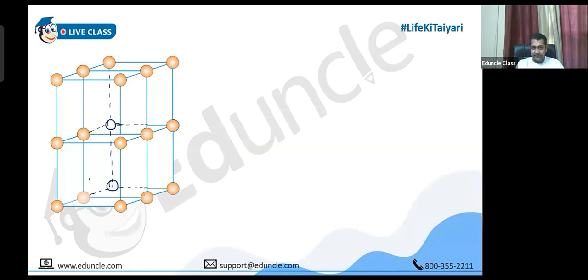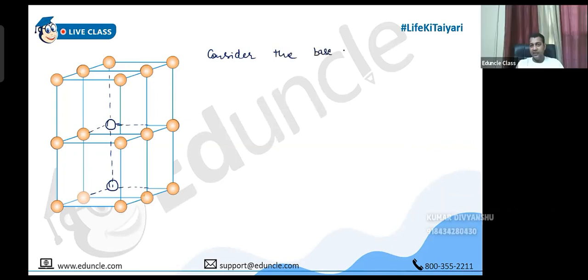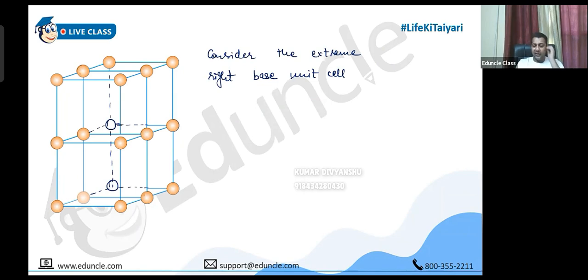Clear? Is it clear or not? Yes, sir. Consider the base extreme. Consider extreme right. Let me call it extreme right. Then it will be easier for you to understand. The right base unit cell. Or you can think about them in terms of rooms.